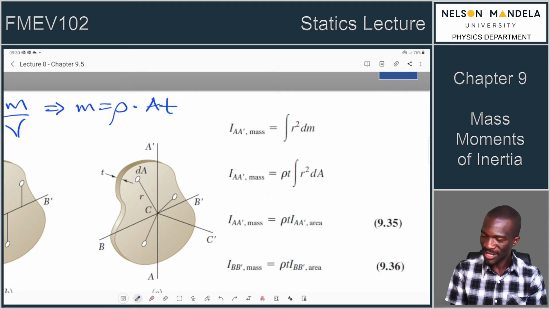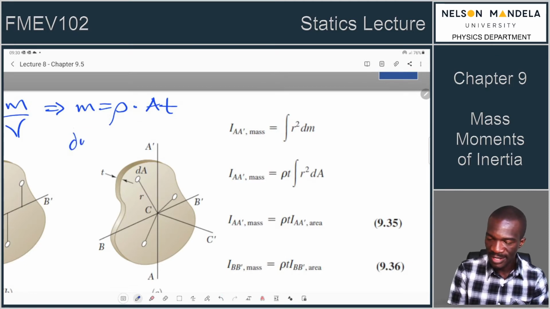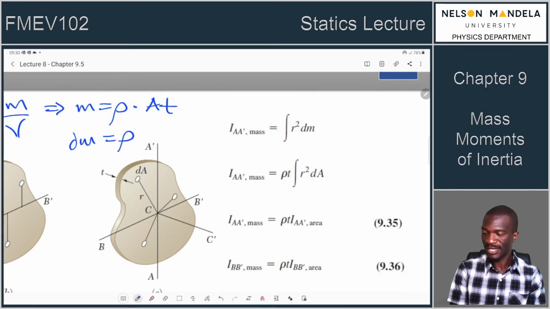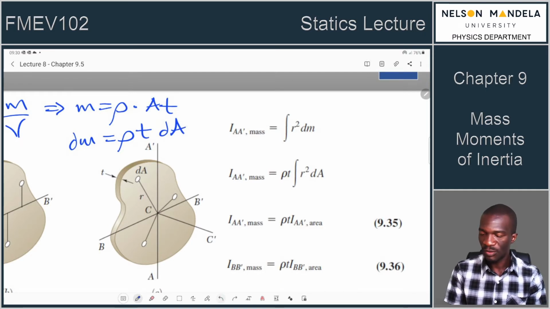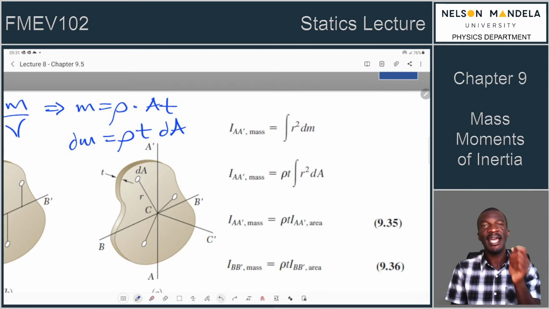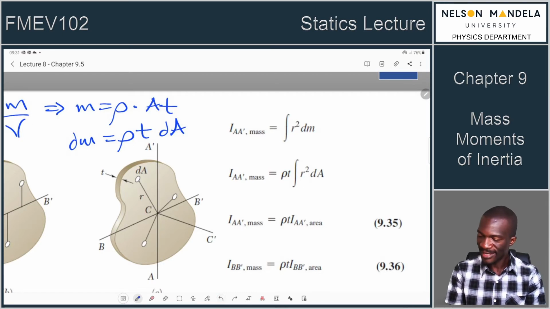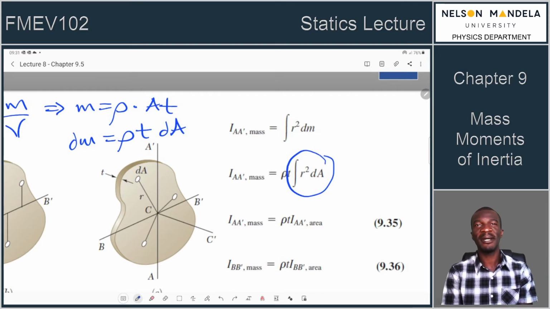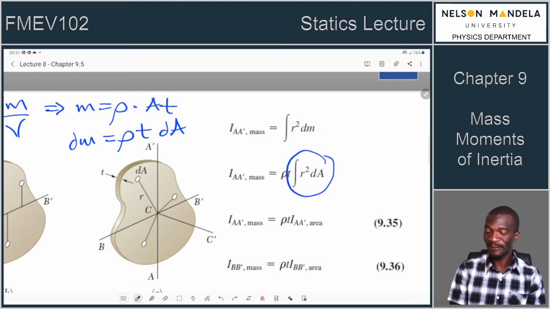Now, what we will do is to then rewrite our dm. Remember, if we have our mass being equal to that, this means our dm, the rho doesn't change, right? The thickness, this is the thin plate, doesn't change, but our dA is what determines the dm. So if we are then to replace dm with rho t dA, what we have is rho t, but then we are going to obviously integrate that to get some area. So in the integral, we now have what? r squared dA. And guess what? This, I think you still remember, the integral r squared dA.